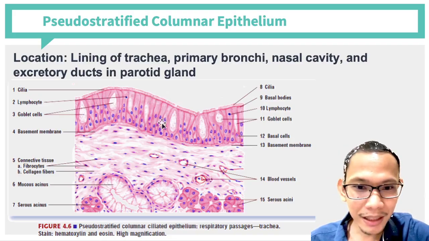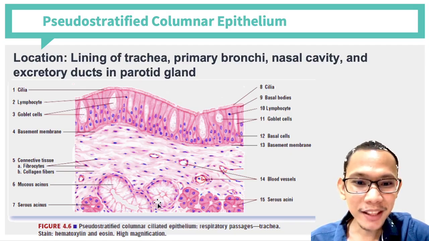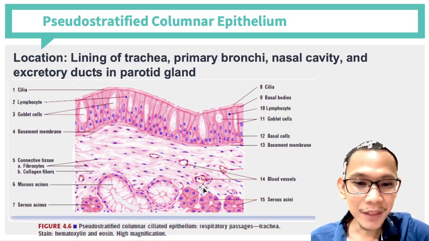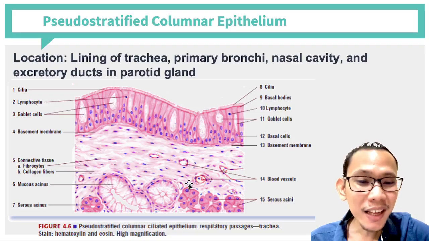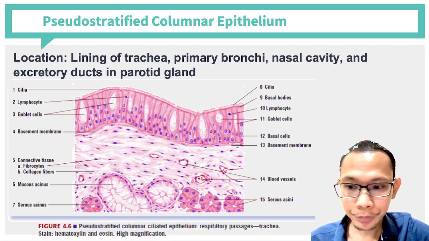Again, this is the epithelial tissue. This is the basement membrane. This is now your connective tissue. And napapansin niyo, may mga blood vessel ang ating connective tissue. Kasi nga, dito kukuha ng nutrients ang ating epithelial tissue. Very good.